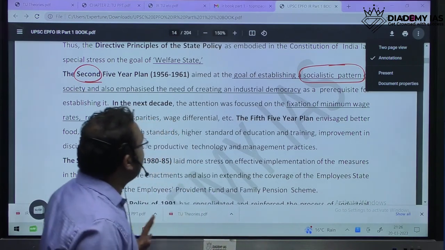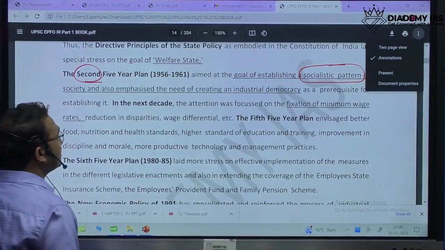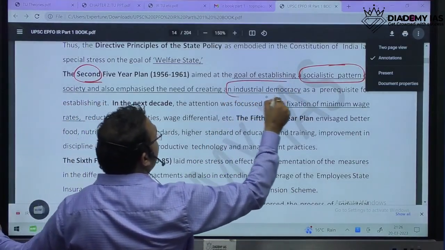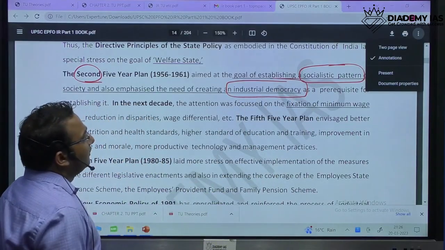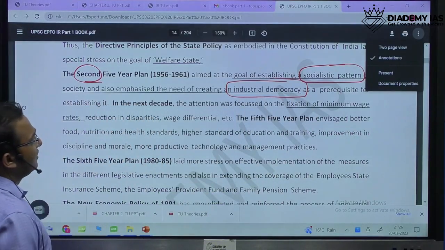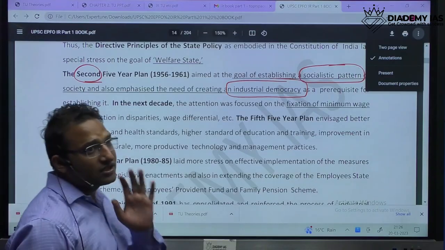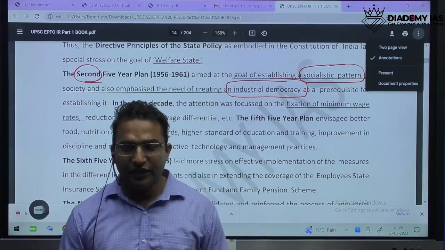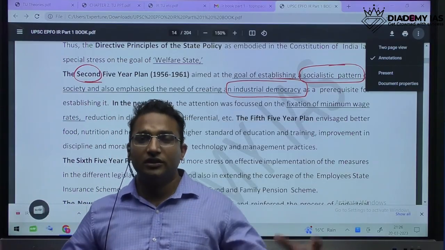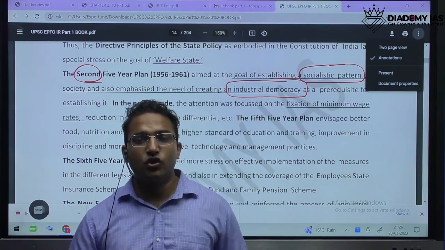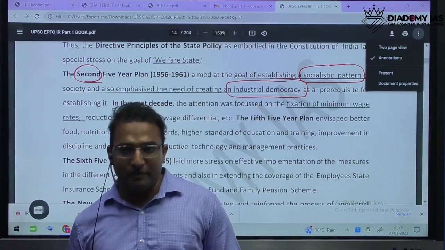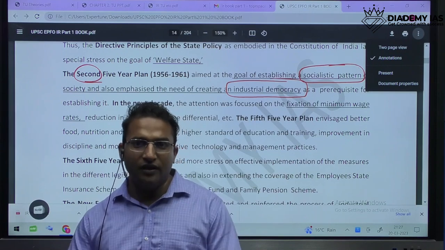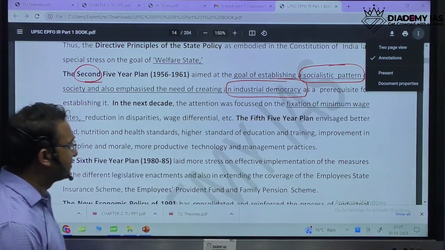So the same theme is here also, that we wanted to establish a socialistic pattern of society, and we emphasized the concept of industrial democracy. What is the meaning of industrial democracy? That workers should have the right to participate in the management. There should be proper discussion between the workers and the management, and they should decide on the important matters. It is not only the employer but also the workers who should come together and decide.